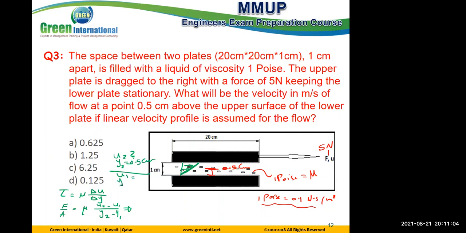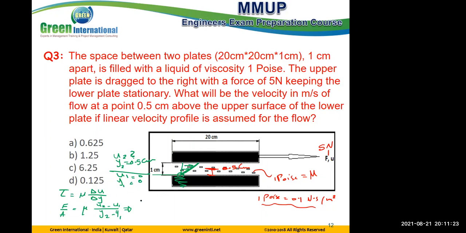For U1 and Y1, I search for a point where we know the condition. This is the stationary line, correct? So this point is a stationary point. So U1 is 0 at Y1 is 0. This is like the initial condition.